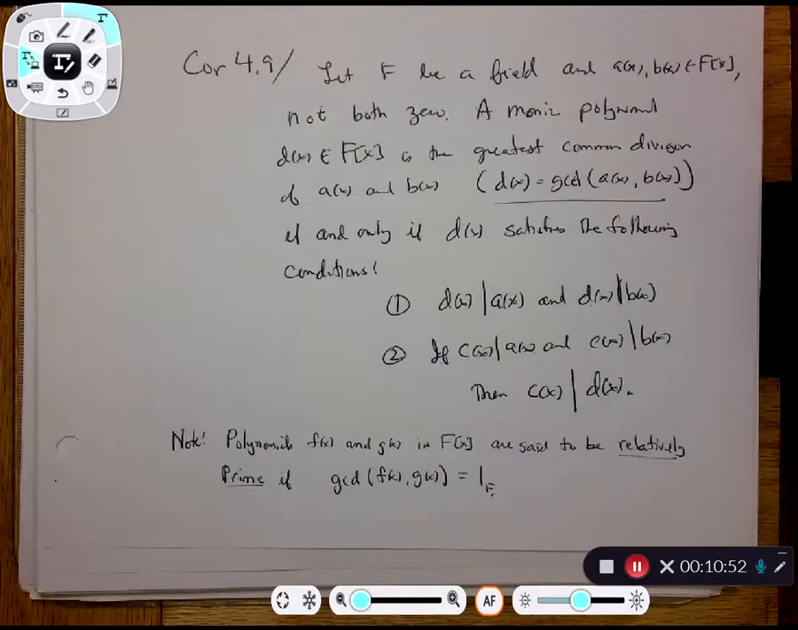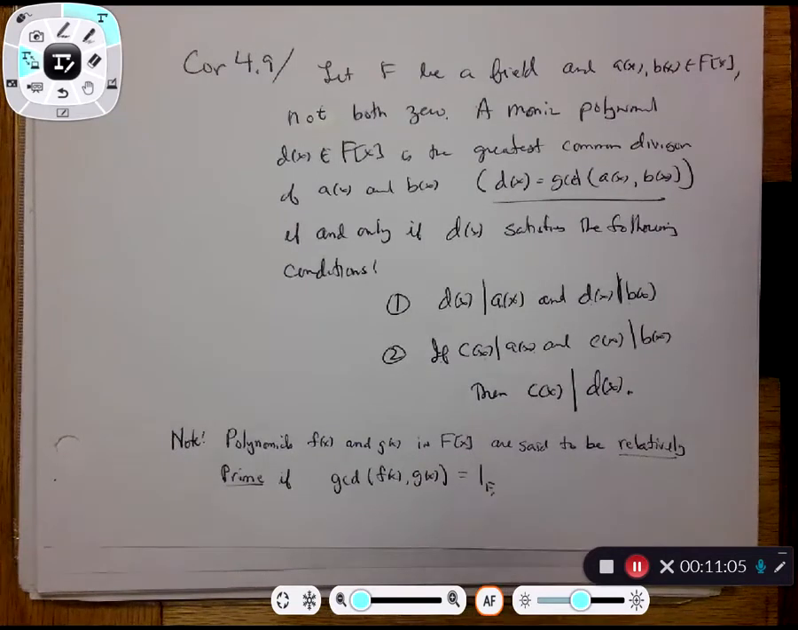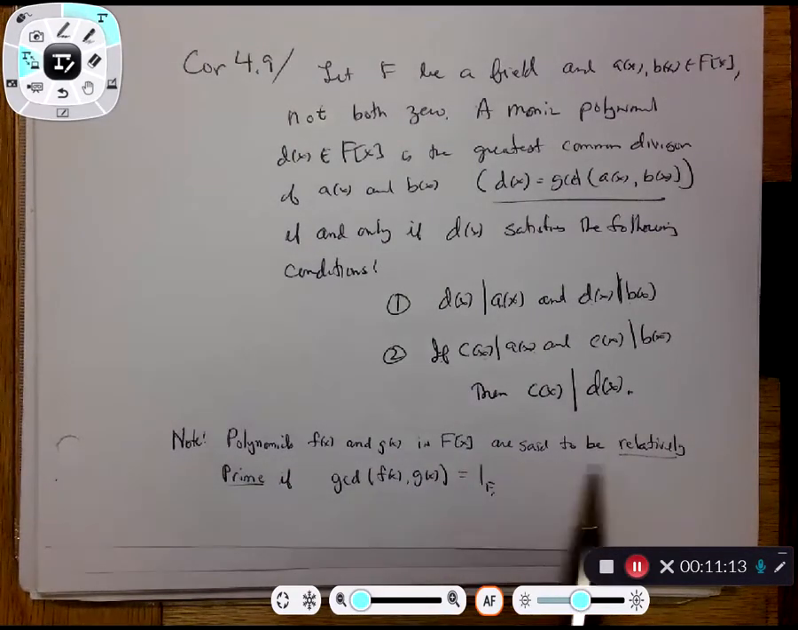Polynomials f(x) and g(x) in F[x] are said to be relatively prime if the GCD of f(x) and g(x) is equal to 1 with a little subscript F, in whatever field you're playing with, the 1 in the field of elements that you play with. One's going to look kind of different depending on the ring you have. So you got it. Same deal.